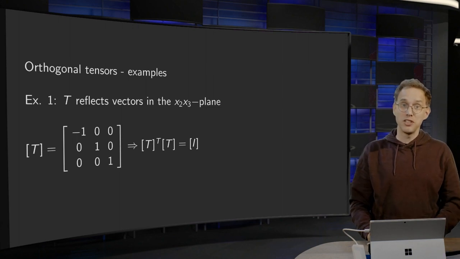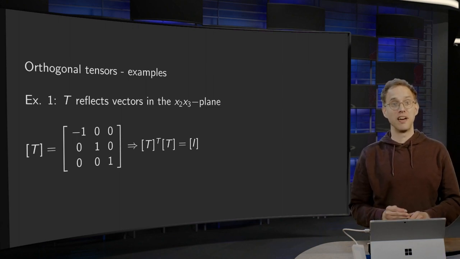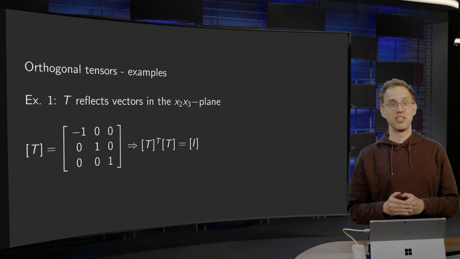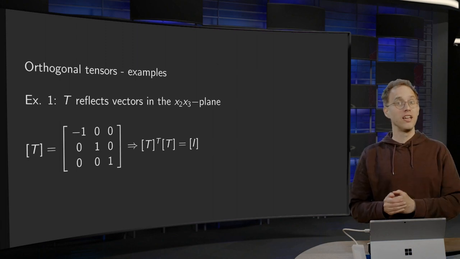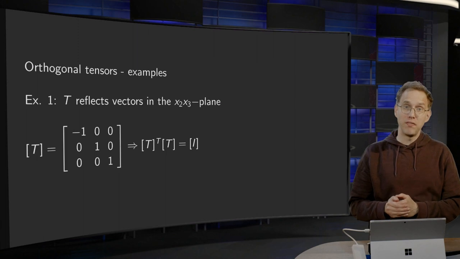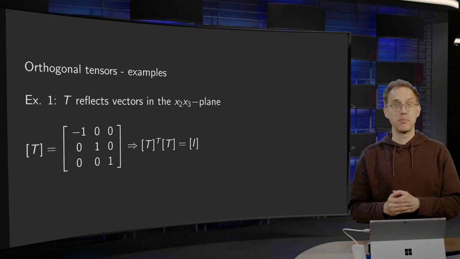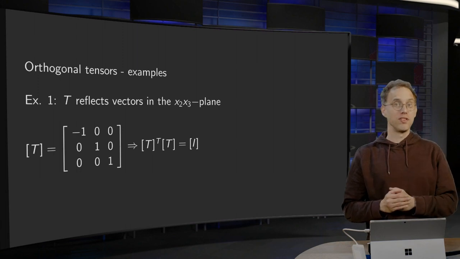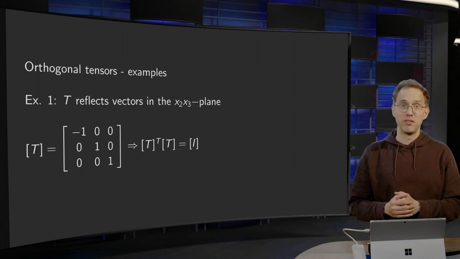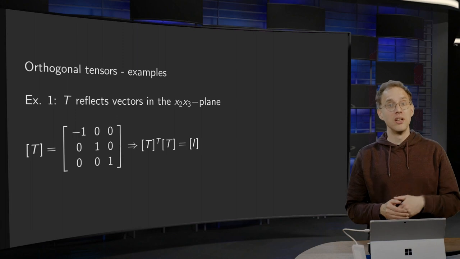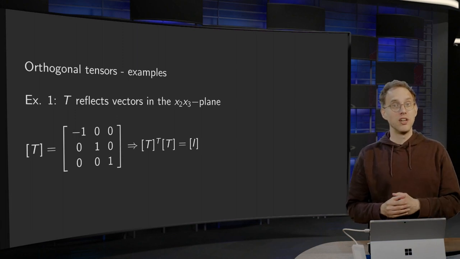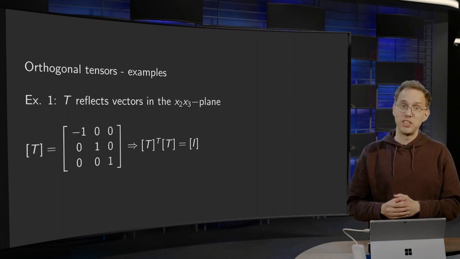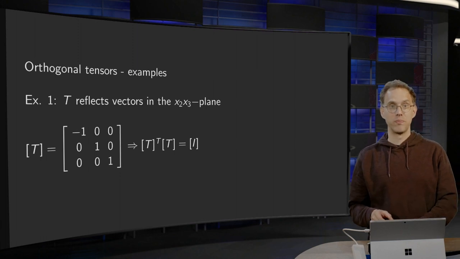Orthogonal tensors are nice because they do not change lengths of vectors and angles between vectors. Geometrically, we can think of rotations and reflections because those types of mappings have exactly these properties. In previous lectures, we found the matrices of a reflection and of a rotation, so let us use these to see whether these transformations are indeed orthogonal.